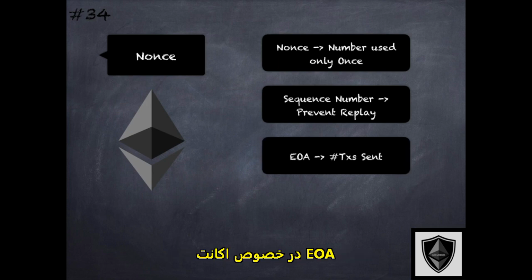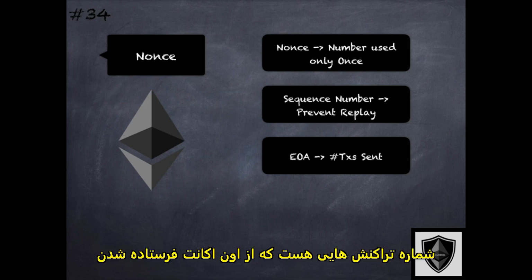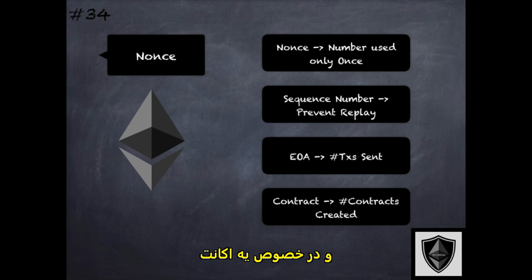In the case of an externally owned account, this nonce value is equal to the number of transactions sent from that account. And in the case of a contract account, this nonce value is equal to the number of other contracts created by this contract account.